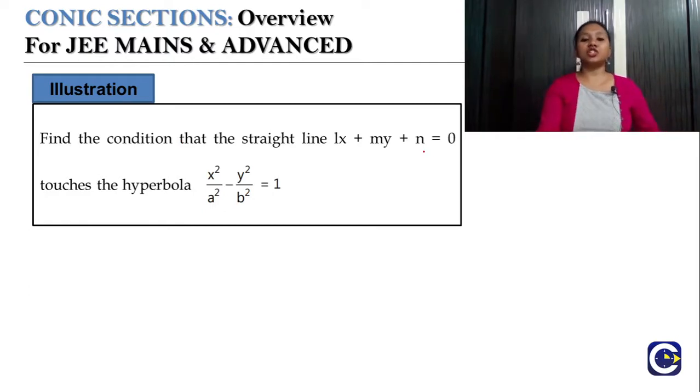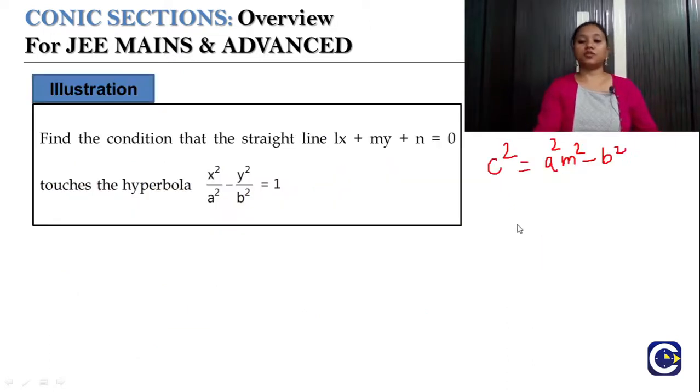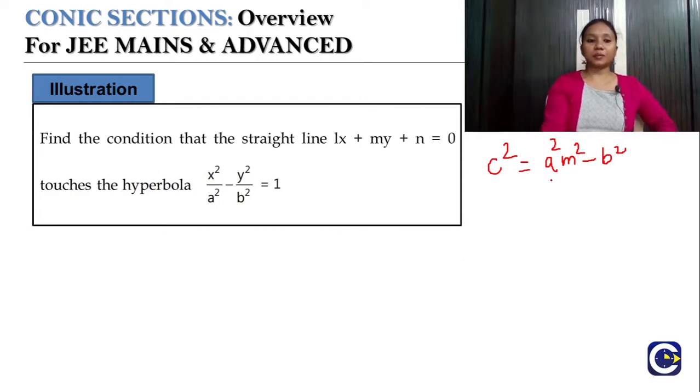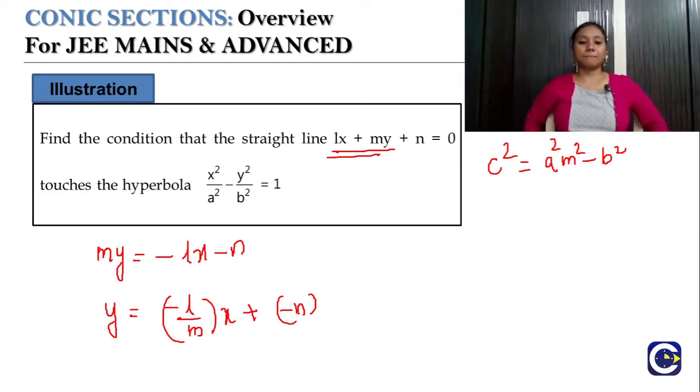So what is our condition of tangency first? That is c square is equal to a square m square minus b square. So if I substitute all my values here, I can get my condition. Let's rewrite this straight line equation first. So my equals minus lx minus n, so y is equal to minus l by m x plus minus n by m. I have to compare this with my standard equation y equals mx plus c. So in place of c I am having minus n by m.